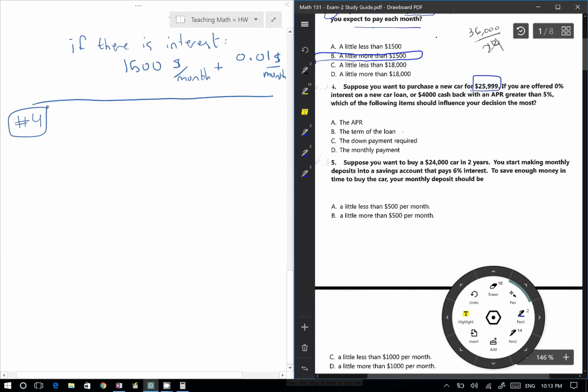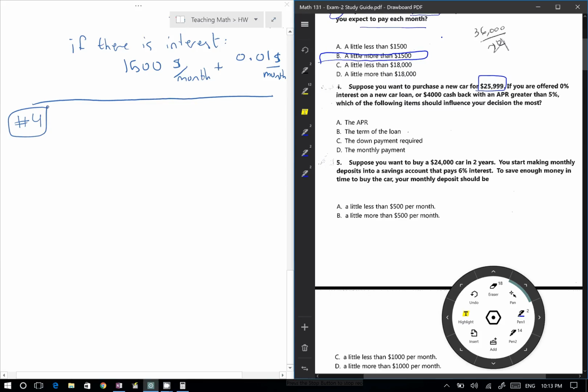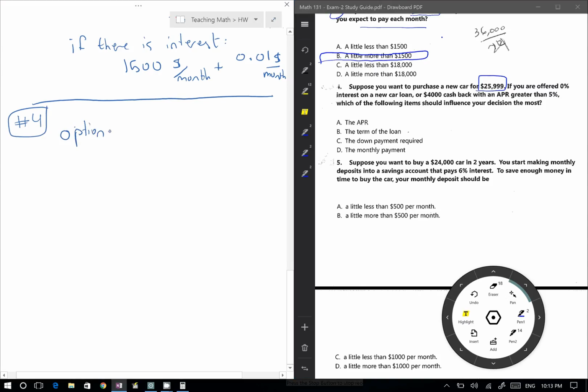Okay, and you're offered 0% interest on a new car loan. So you have two options. You have option 1, 0 APR, but the amount is 26,000.